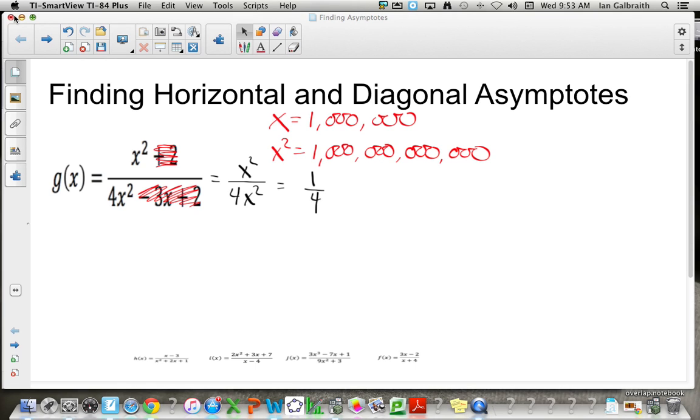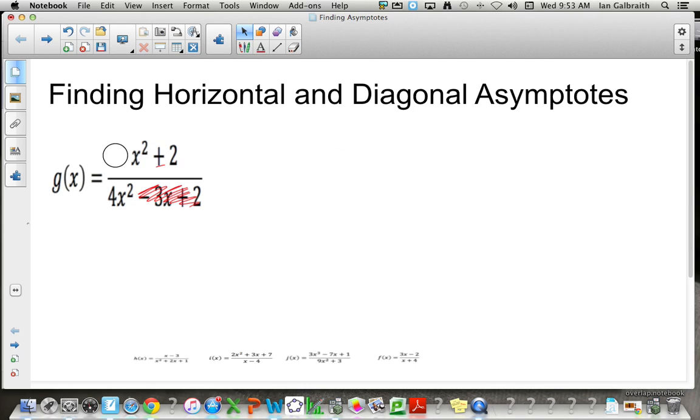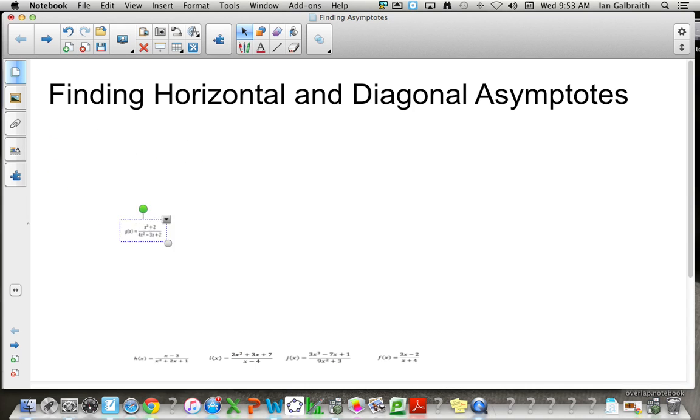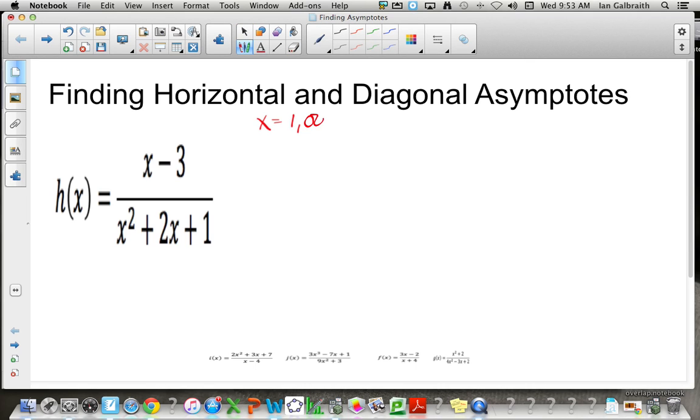Let's do this again. We will erase all of this stuff. Go grab a new function. That one's going over there. Here comes this one. And again, let's think about big values of x. Sure, let's make x 1,000,000. That's a long way out on the x-axis.